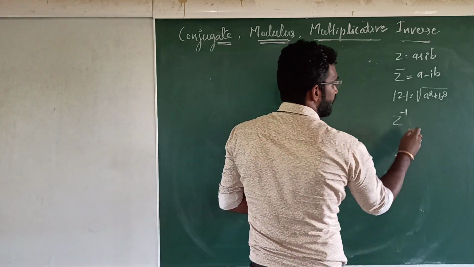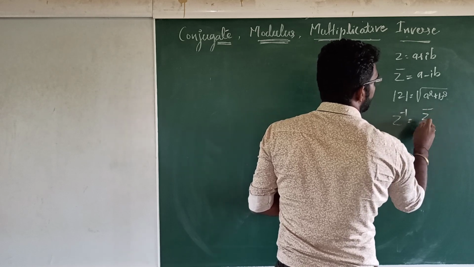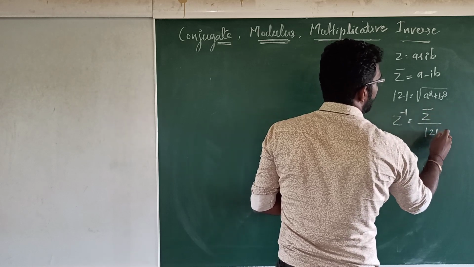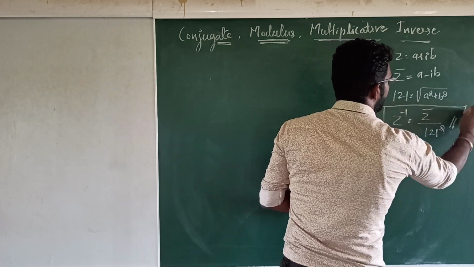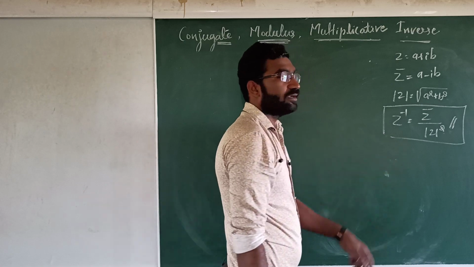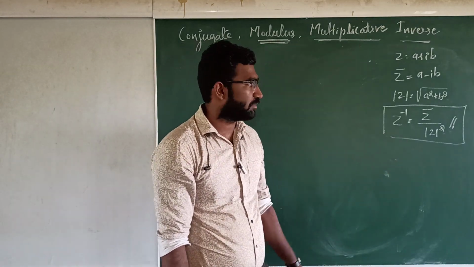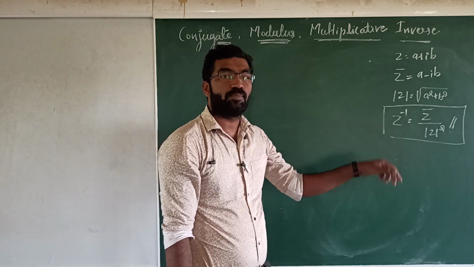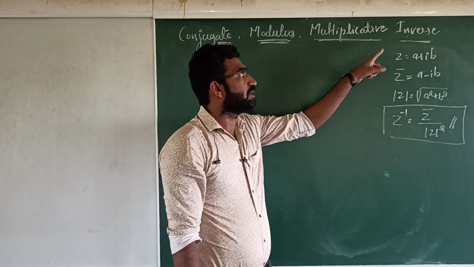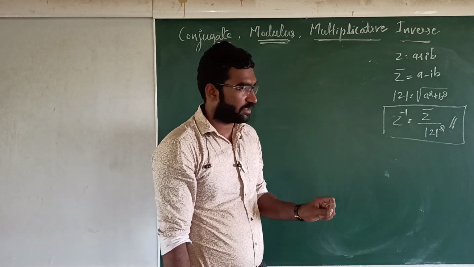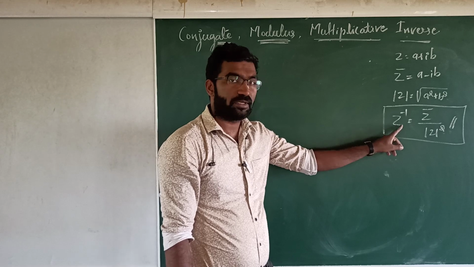z inverse. How to write it? Simple, it is nothing but z bar divided by modulus of z square. So this is the multiplicative inverse. You should remember this to find the multiplicative inverse of the given complex numbers. So in exercise 5.1 you are going to see questions like that. They will give 'find the multiplicative inverse'. So simple. This is the formula to find the multiplicative inverse.